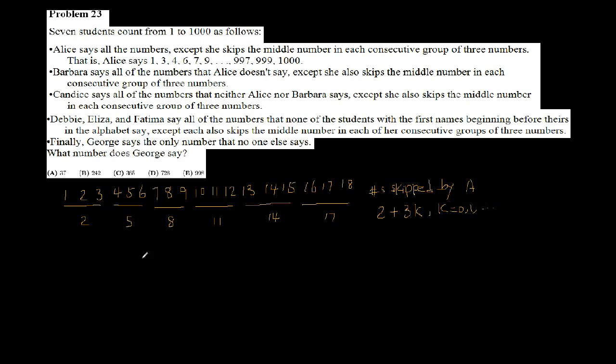Okay. Now student B will take those numbers skipped by A and group them into groups of 3. You read only the first and the second in the group and skip the middle one, right? So the 5 will be skipped by B, and in this group of 3, 14 will be skipped, and so forth.